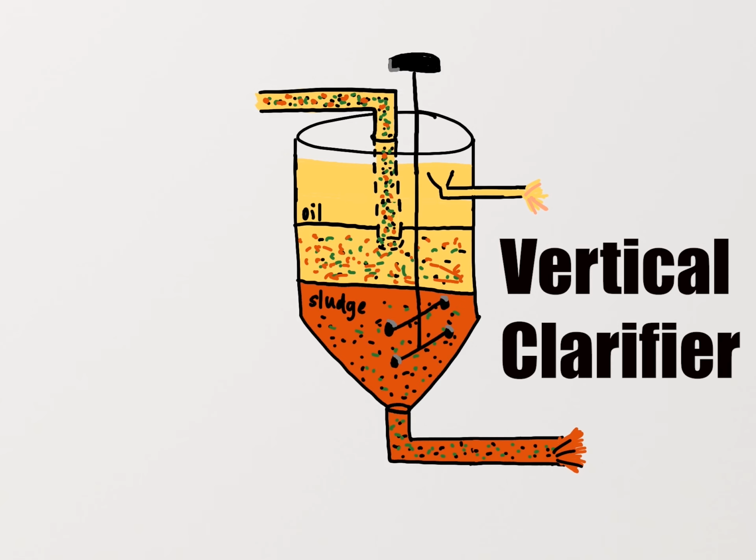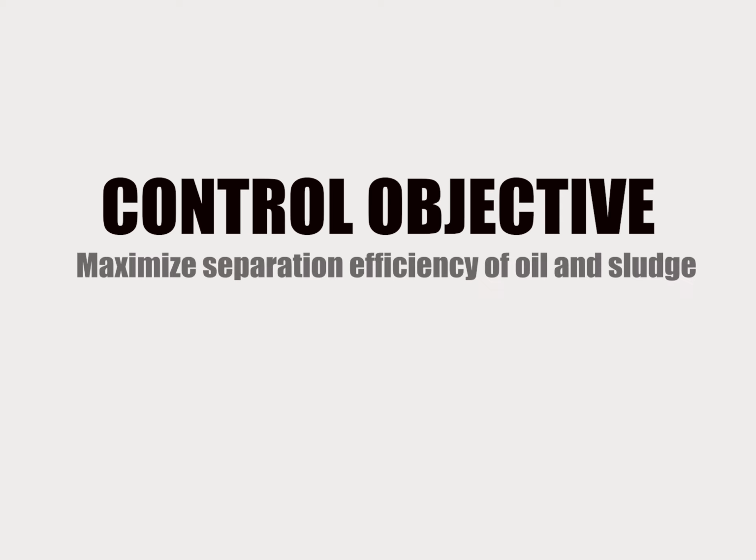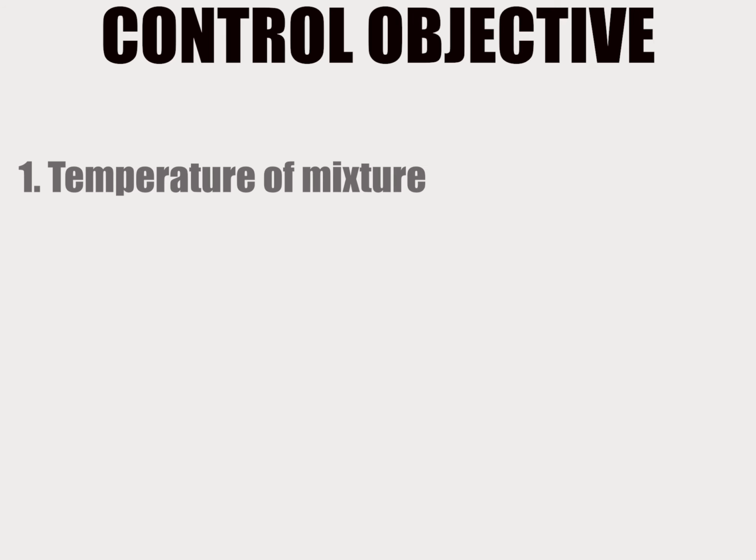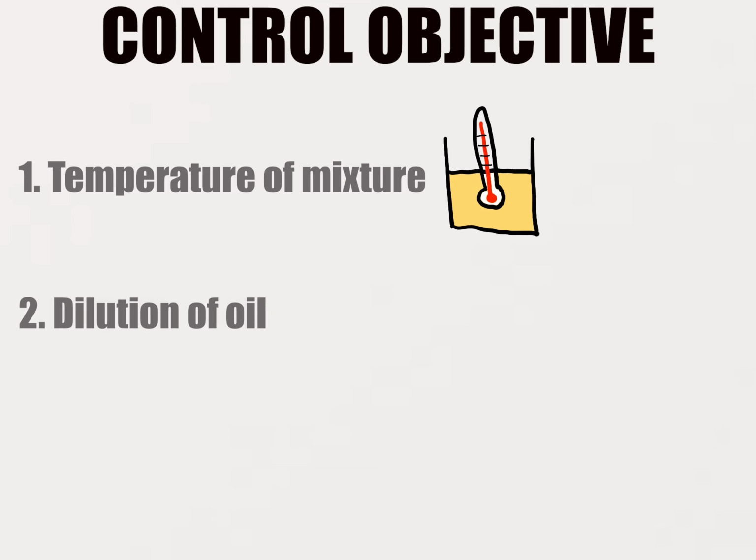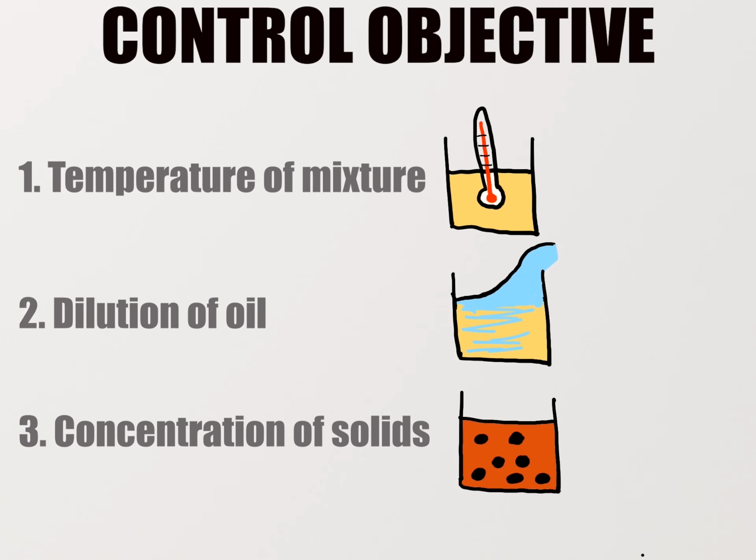A stirrer is attached at the bottom of the clarifier to separate oil from sludge. A steam heating coil is fitted in the clarifier in order to reduce oil loss. The main objective of the clarifier is to achieve maximum separation efficiency of the oil and the sludge. There are three main parameters that will affect the separation efficiency. First, temperature of the mixture. Second, dilution of the oil. And third, the concentration of particles in the tank.